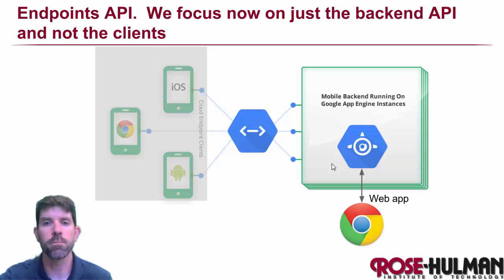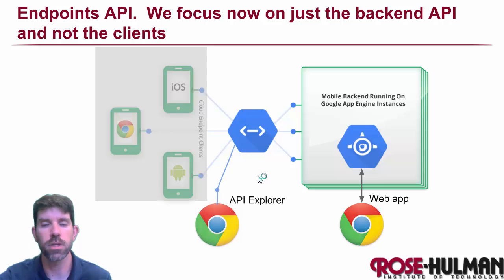So that's great. But then we want to actually create the API, and to do this, until we get into clients, the way that we're going to test it is to use the API Explorer that you saw just a few minutes ago. So that's our focus for now. Endpoints is essentially a set of tools and libraries that we're going to be using that are going to expose our interface to all of the mobile clients. But here we're going to be focusing, like I say, on the back end itself.